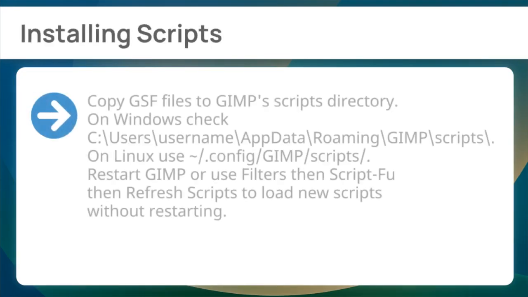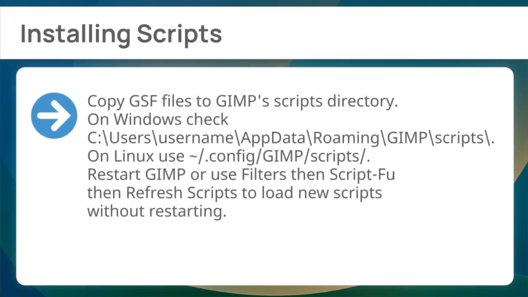Finally, installing scripts. Copy GSF files to GIMP's scripts directory. On Windows, check C:\Users\username\AppData\Roaming\GIMP\scripts. On Linux, use ~/.config/GIMP/scripts. Restart GIMP, or use Filters, then Script-Fu, then Refresh Scripts to load new scripts without restarting.